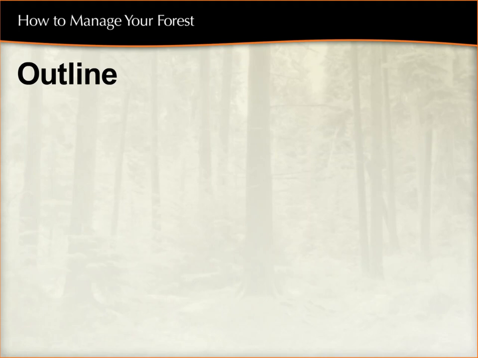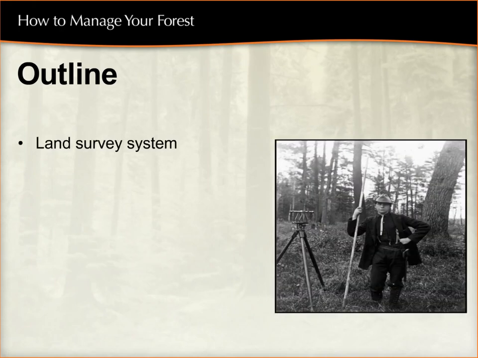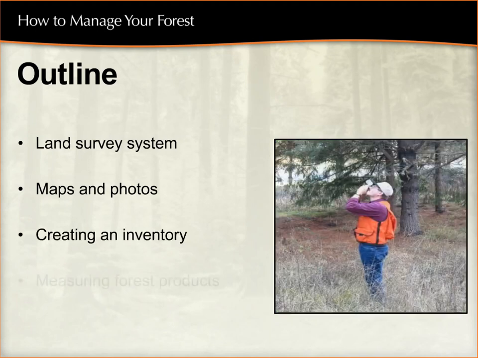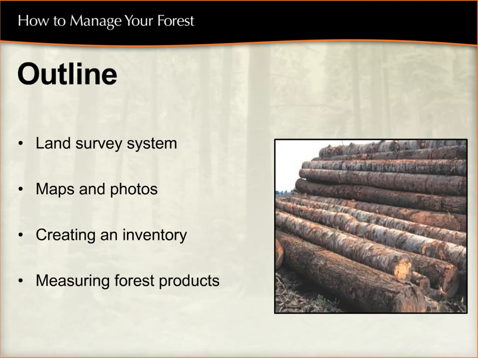Previously, in Section 1 of this module, we talked about the land survey system and how it locates your property in the world. We also talked about the various maps and aerial photos that are available to help in your inventory of the property. In this section, we're going to get deeper into the inventory process and go through the step-by-step process of creating an inventory for your woods. Finally, we'll talk about how forest products that come off your property are measured.